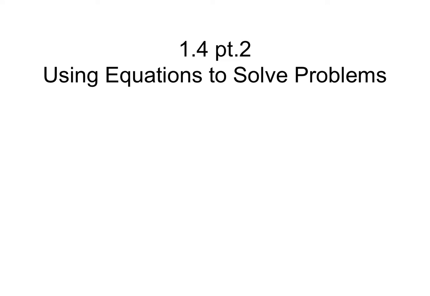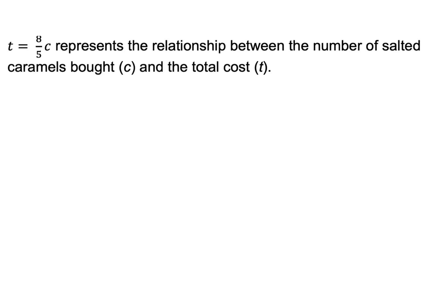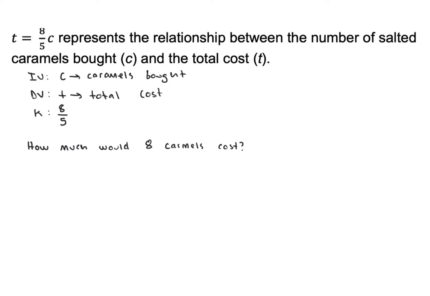All right, welcome to part 2 where we'll be using equations to solve problems. So in this, we are told that we have the equation T = 8/5 C, and it represents the relationship between the number of salted caramels C and the total cost T. So our independent variable is caramels bought, dependent is total cost, and our K, the constant of proportionality, is 8/5. And we are being asked, how much would 8 caramels cost?